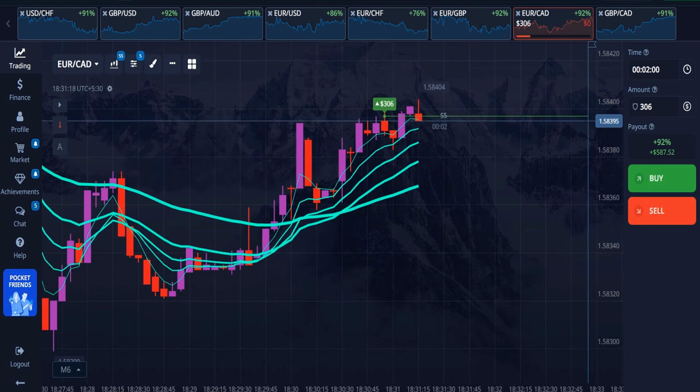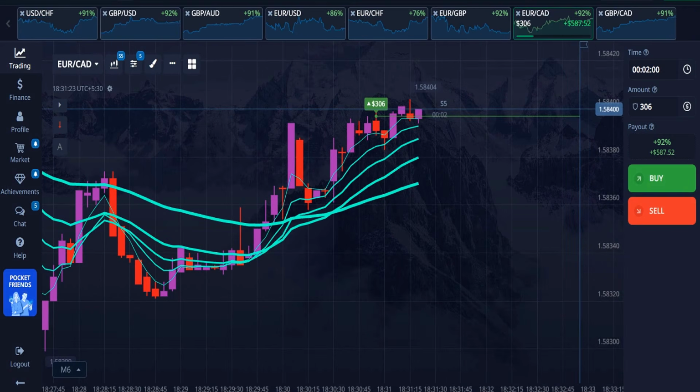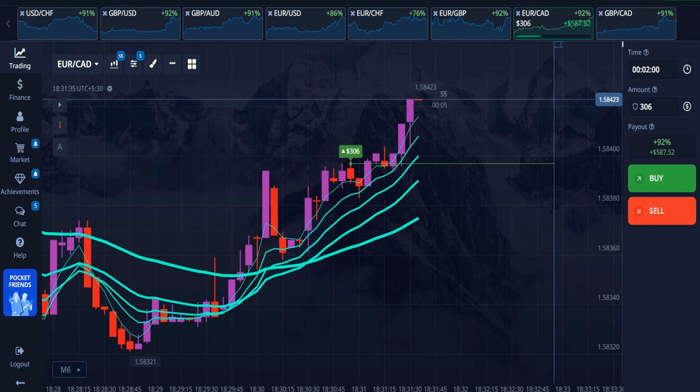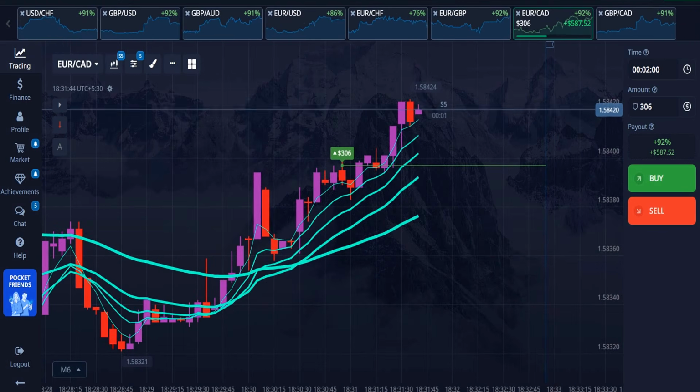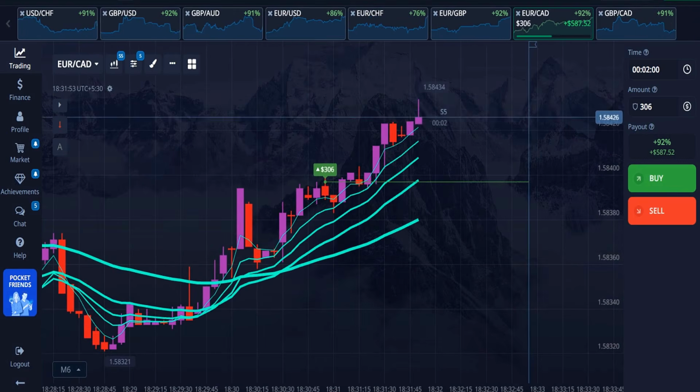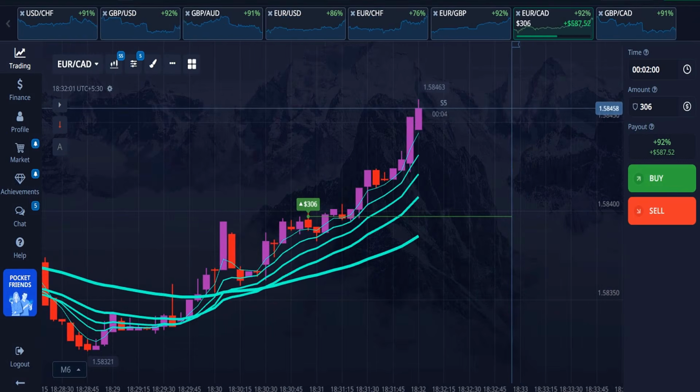Price action is clearly in an uptrend. Strong bullish candles are pushing above the EMAs, and the spacing between the lines is widening. That's momentum. So right after the breakout confirmation, I entered a 2-minute buy trade.